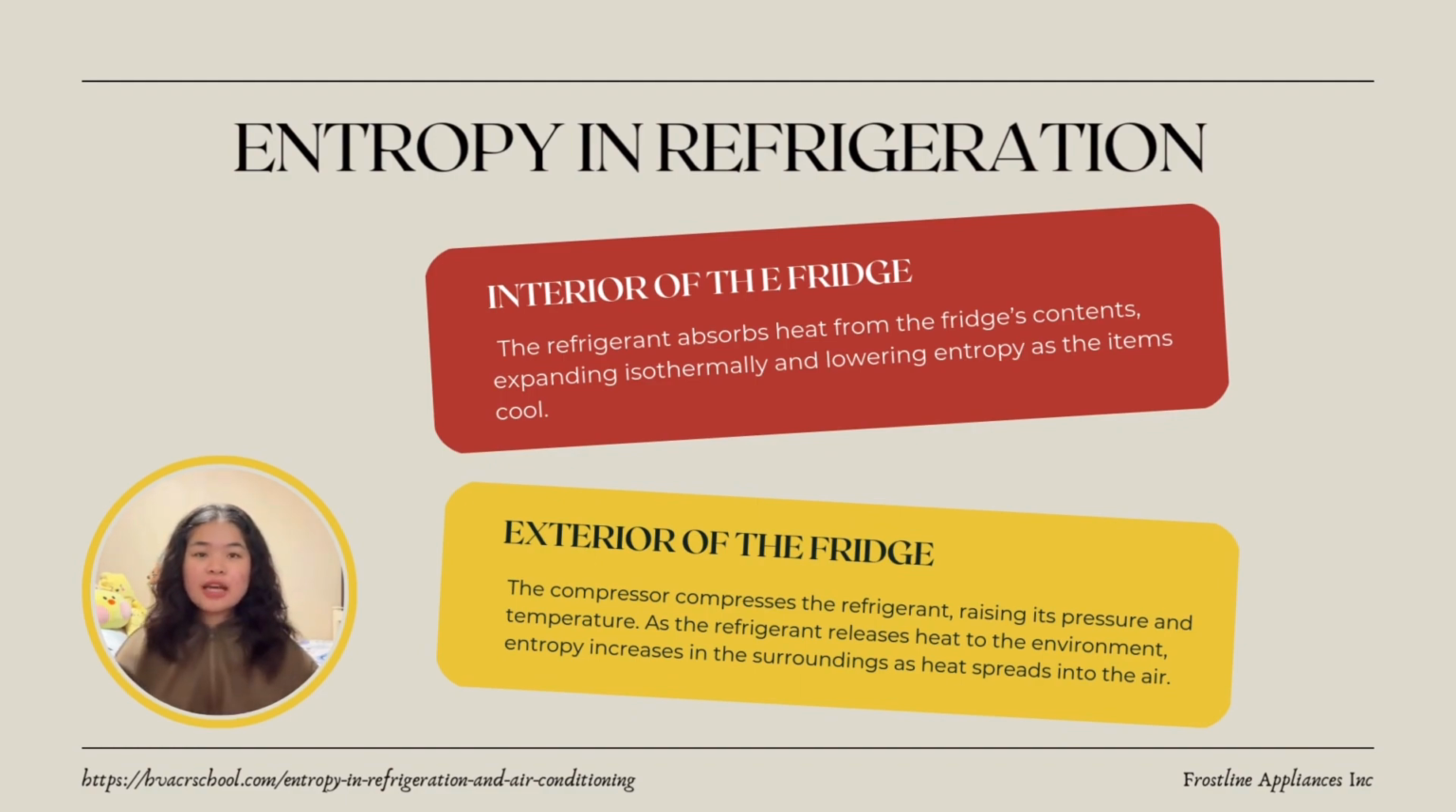On the exterior side, the compressor increases the refrigerant pressure and temperature. As the refrigerant releases heat into the surrounding environment during the condensation phase, entropy increases in the surroundings as heat disperses into the air. This process illustrates how entropy changes are carefully managed in refrigeration systems, transferring heat from a lower temperature inside the fridge to a higher temperature outside in accordance with the second law of thermodynamics.